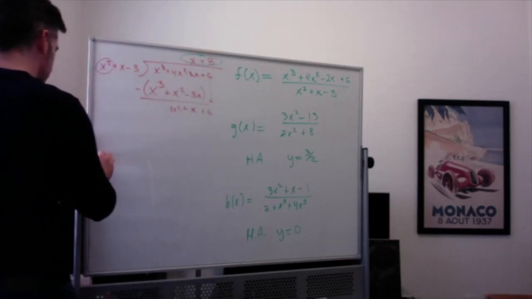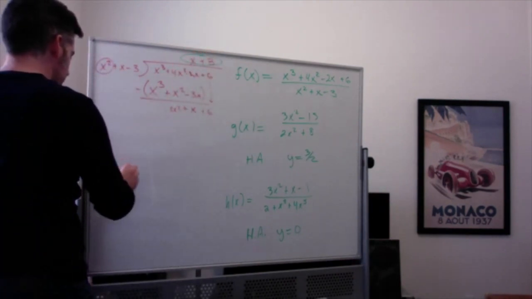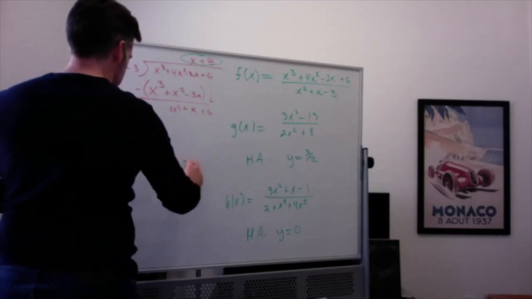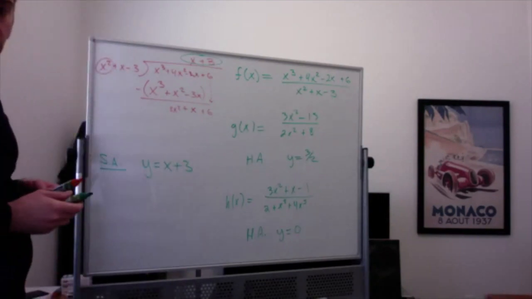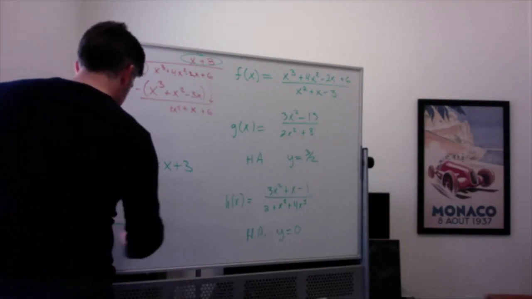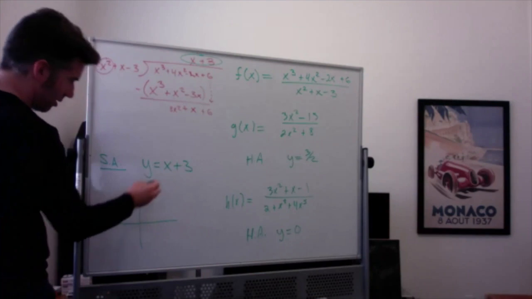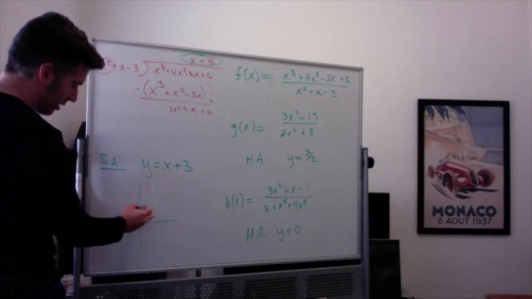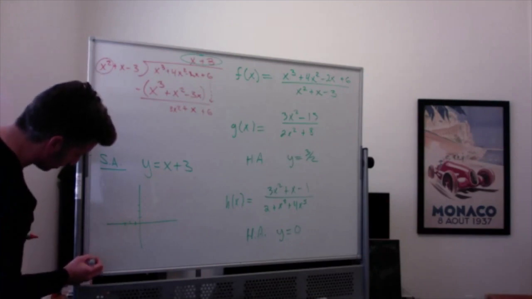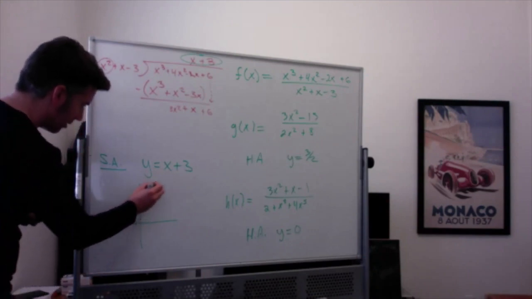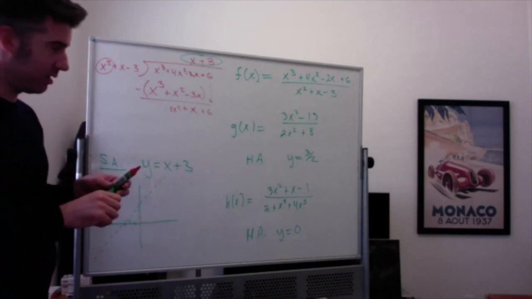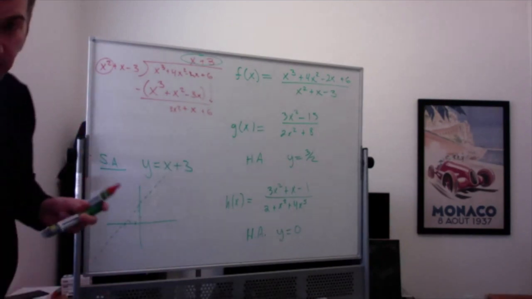My slant asymptote, or oblique asymptote, is the line y equals x plus 3. If I was graphing this, which we're going to get to eventually, you would graph an asymptote that has a y-intercept of 3 and an x-intercept of negative 3. It's not actually part of the graph, but it's something the graph will get close to as we go out to infinity or negative infinity. So that's kind of the idea there.